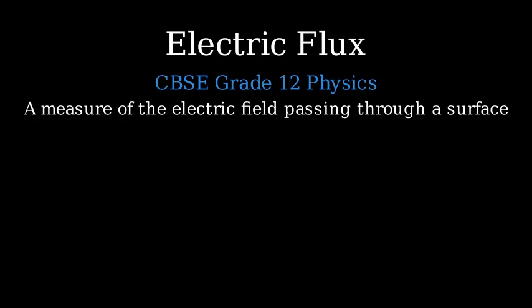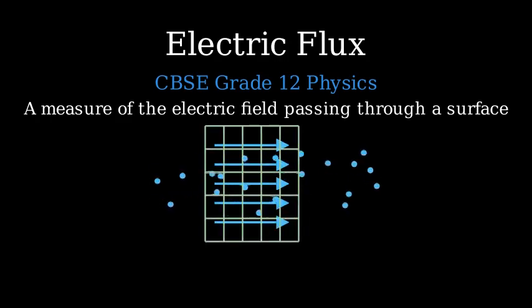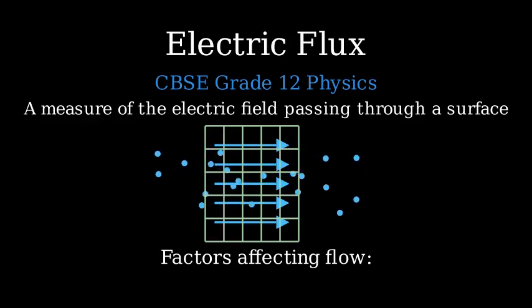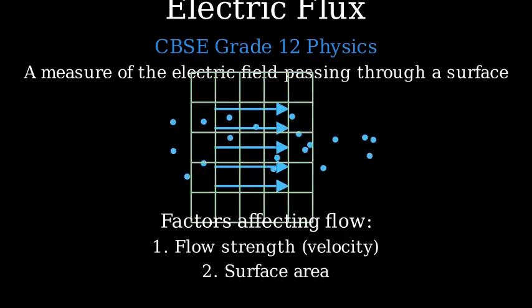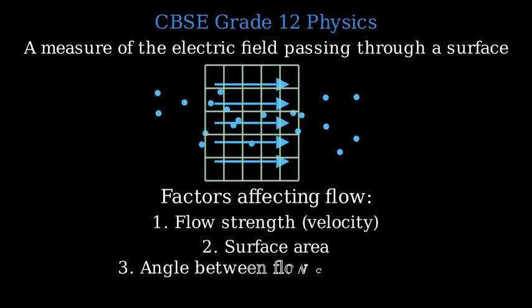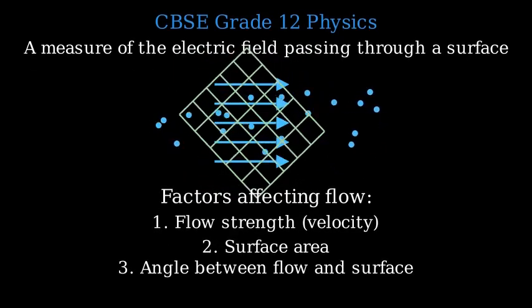Let's start with an intuitive analogy. Imagine a stream of water flowing through a surface like a net. The amount of water passing through depends on three factors. First, the strength of the flow or velocity of the water. Second, the area of the surface. And third, the angle between the flow direction and the surface.